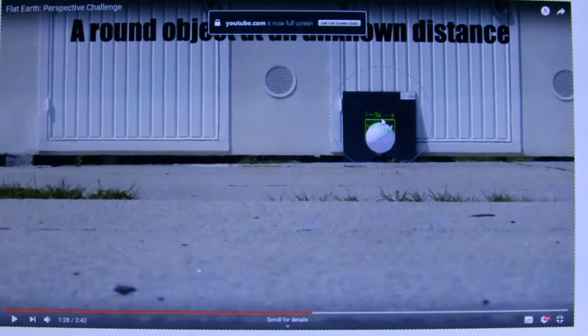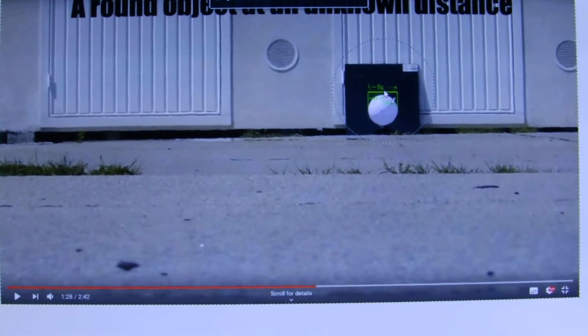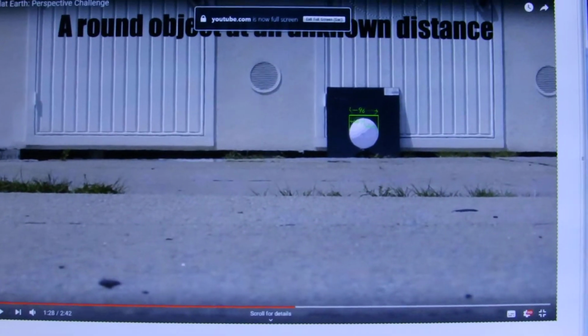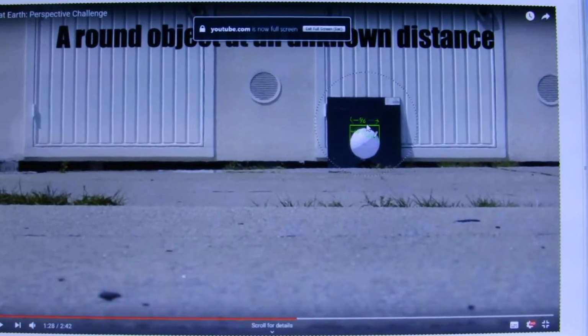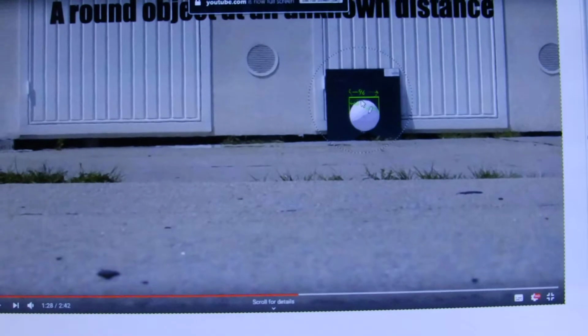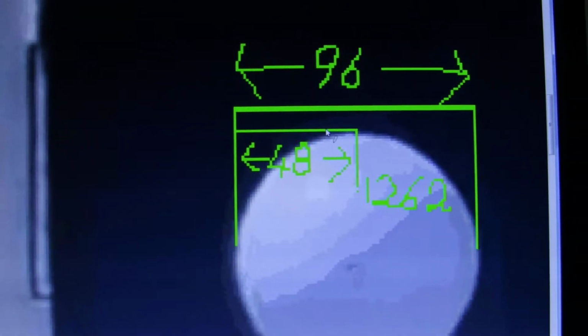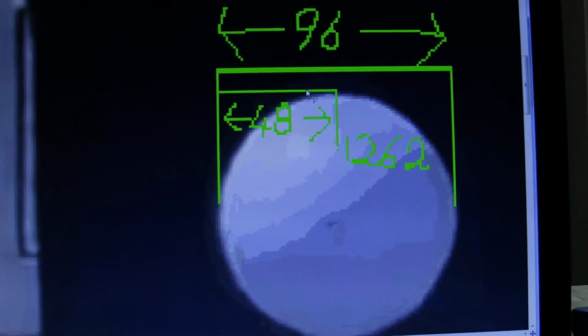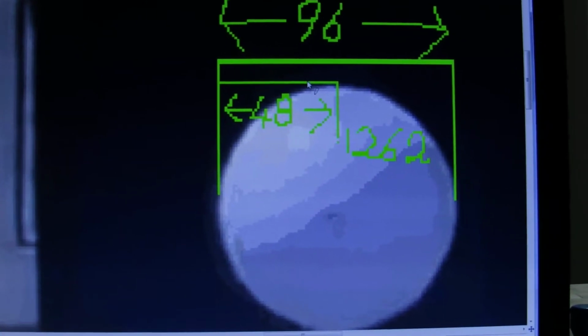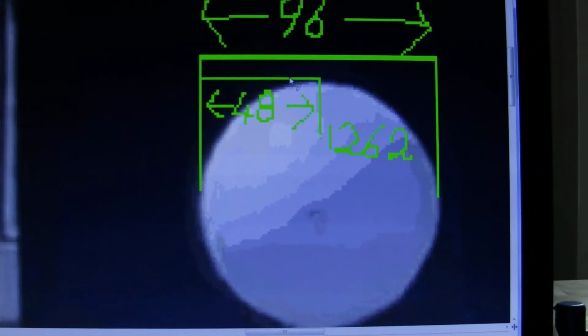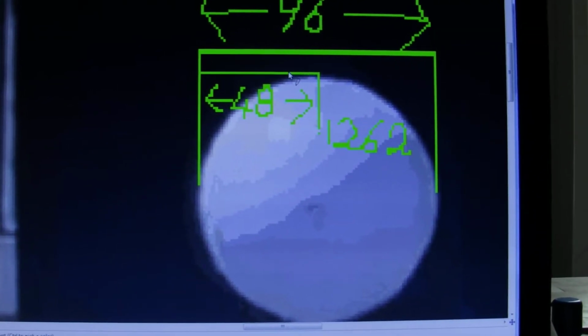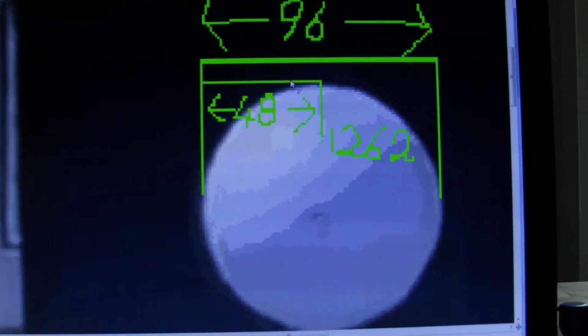Just zoom. Why is it not zooming in? Because I haven't clicked this window. GNU image manipulation project cares which window you last clicked, and buttons do different things depending where the mouse was. Not where the mouse is, but where you last clicked. 96 pixels wide, which puts the central pixel of that ball at 1262.